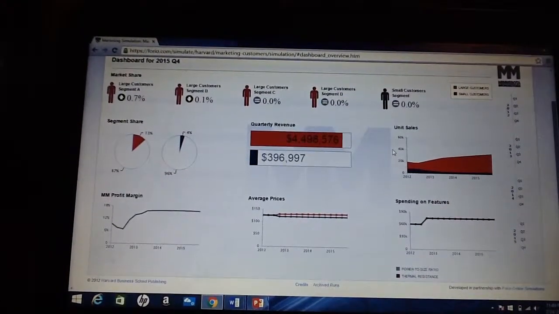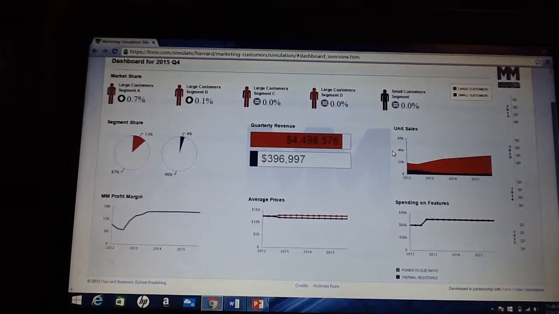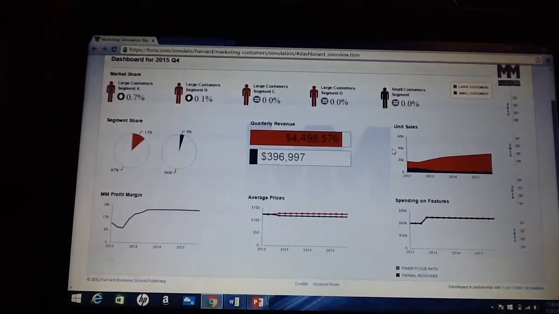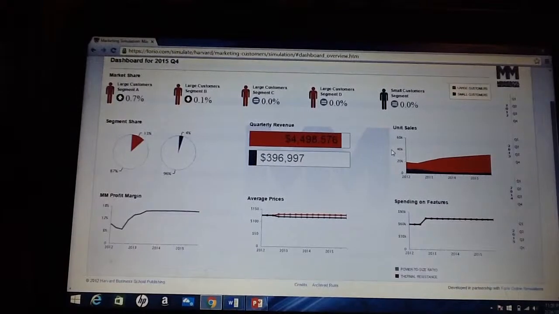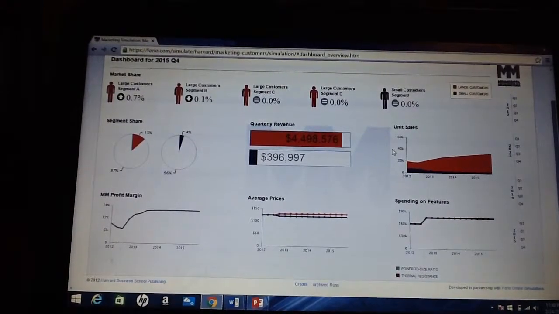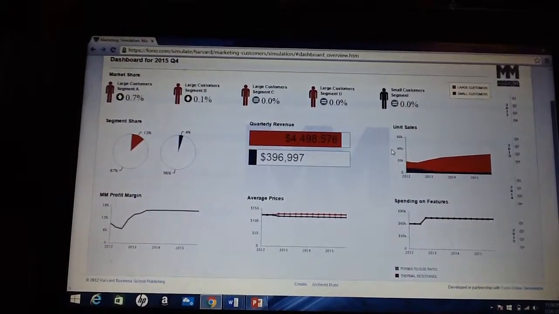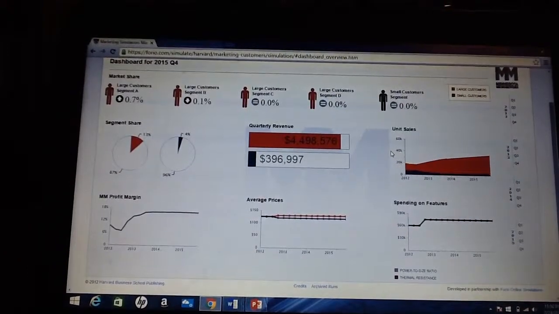Including my small customers. The spending on features section showed me my timeline of the amount of money I put forth for my equipment. I did not want to raise my list price much higher for fear of losing some of my customers, so I did not want to continuously raise the cost of my features.